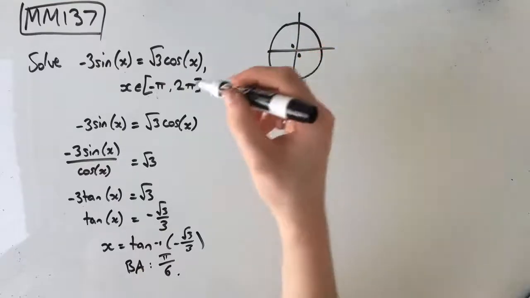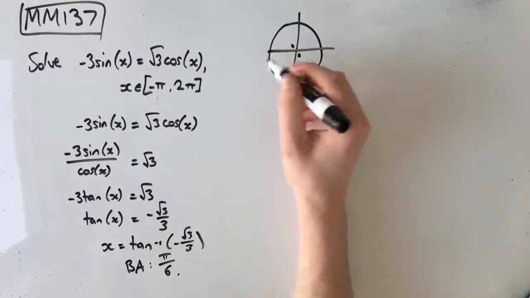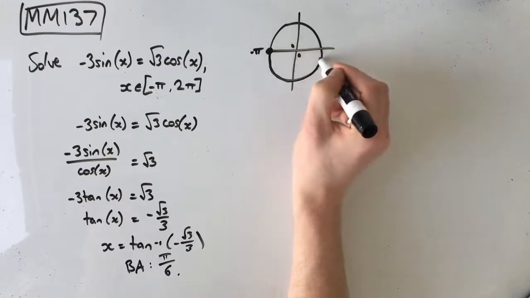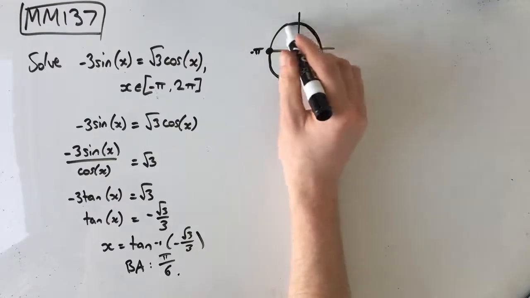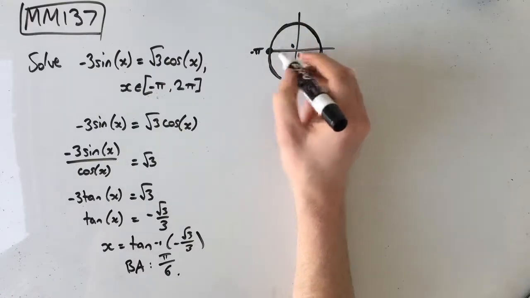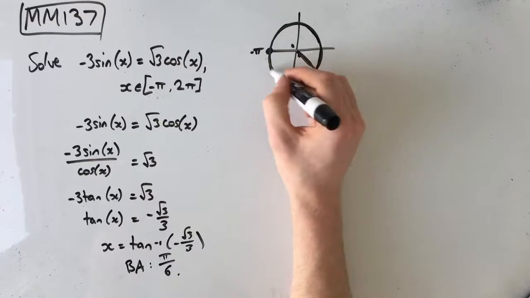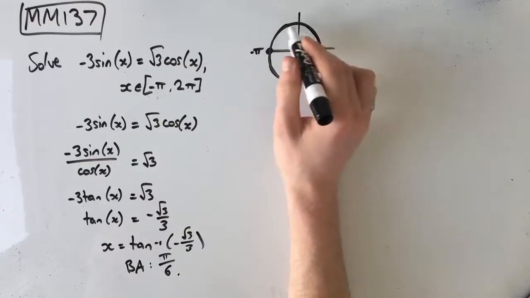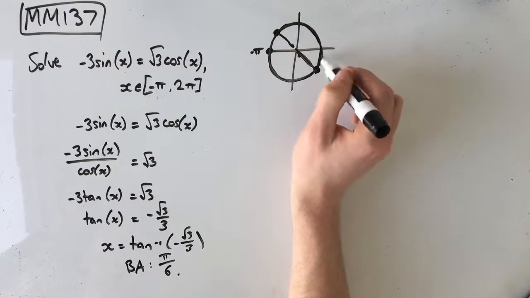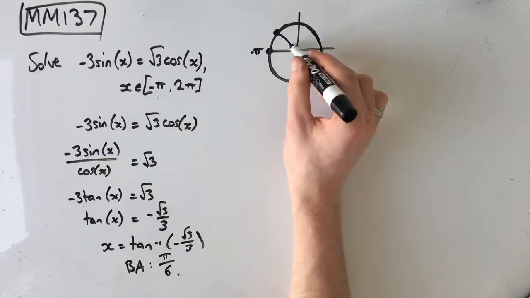Our domain is -π to 2π, which means we have -π here, and then we go all the way around to 0, and then another revolution all the way to 2π. We're going to have one answer here on the first revolution, one here, going around, and then another one here, and another one here. So we're actually going to end up with 3 different answers, okay?